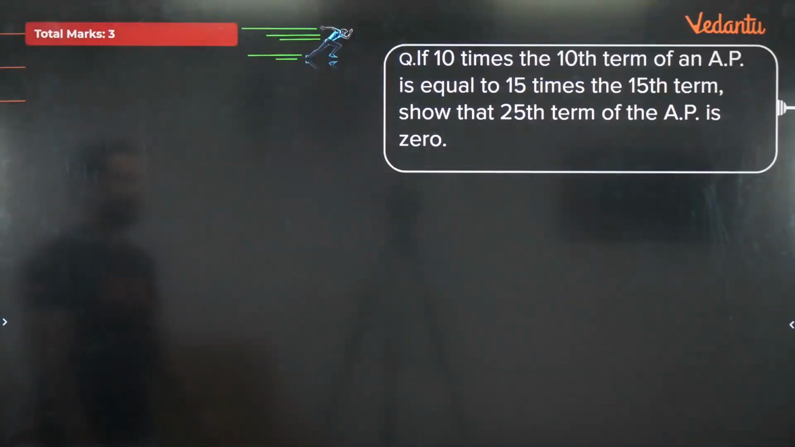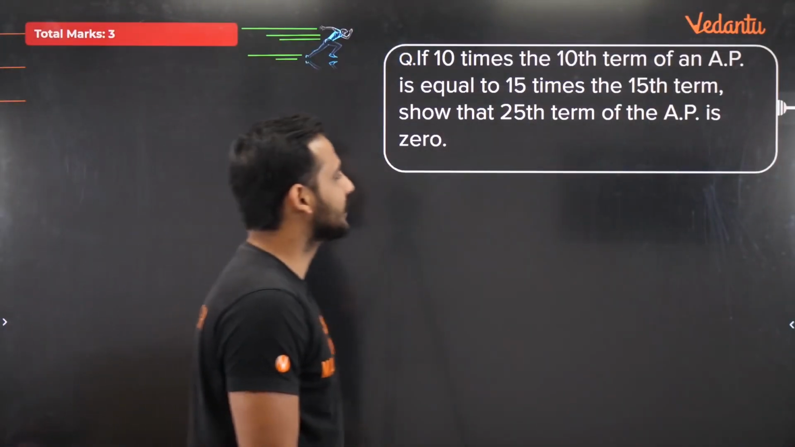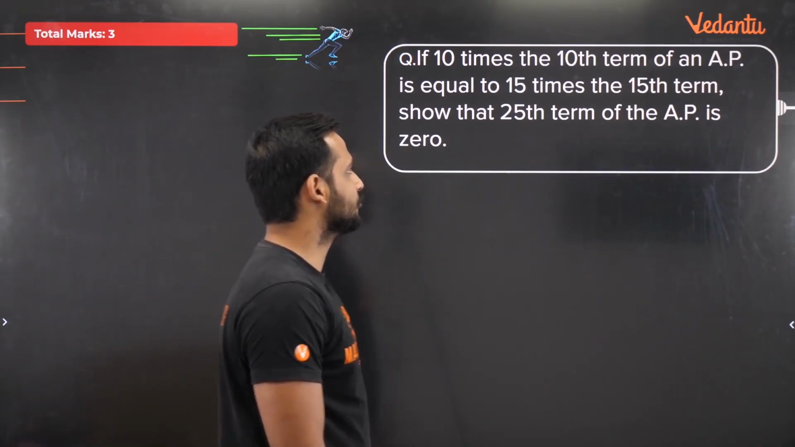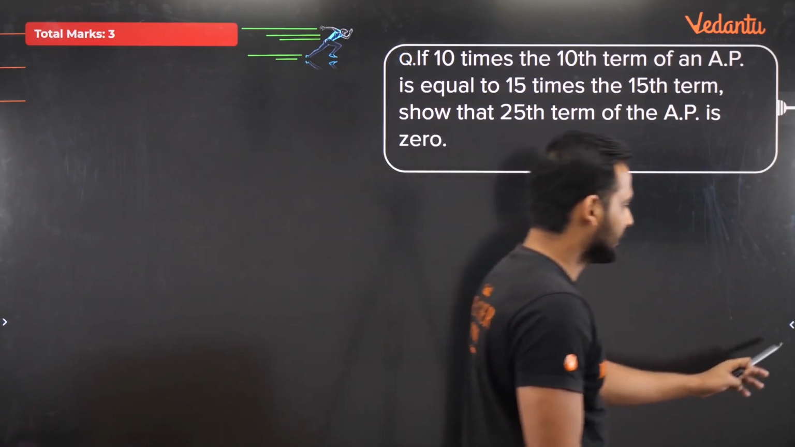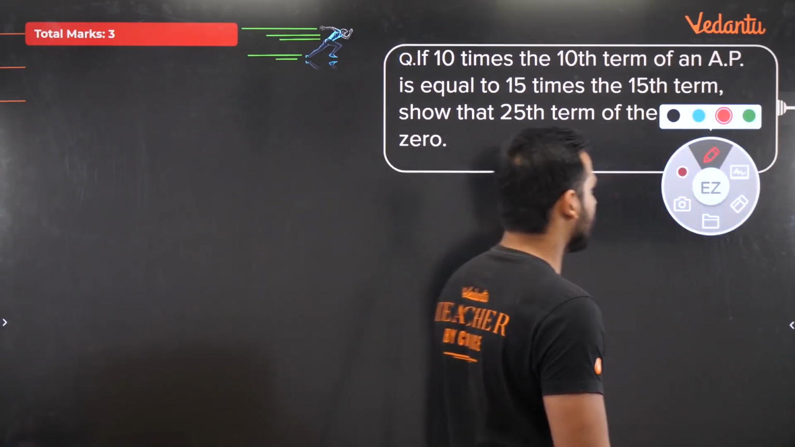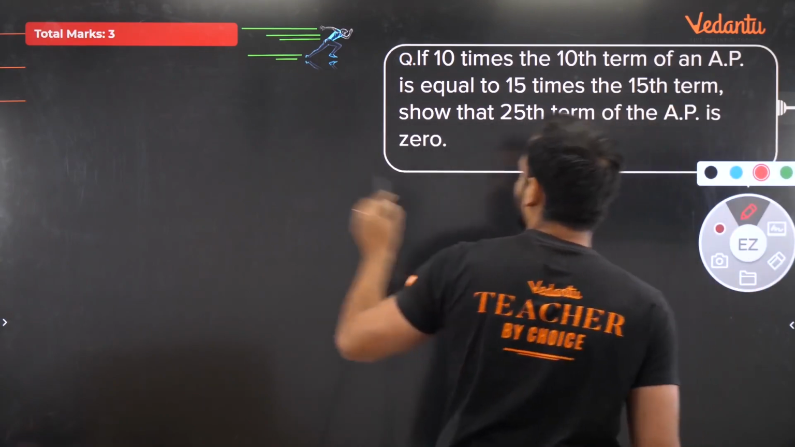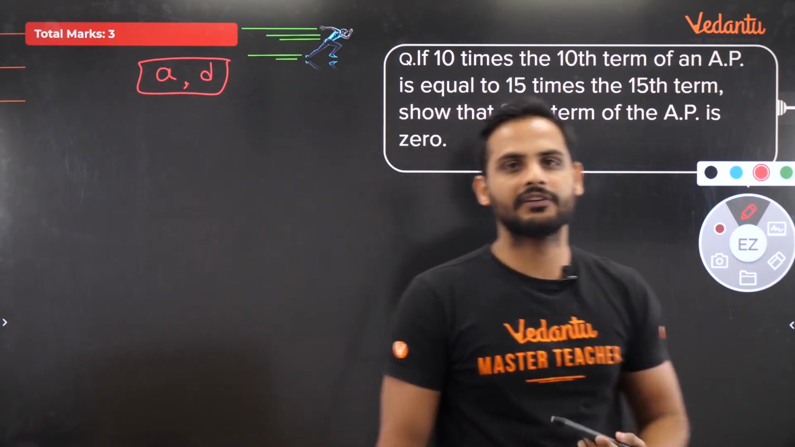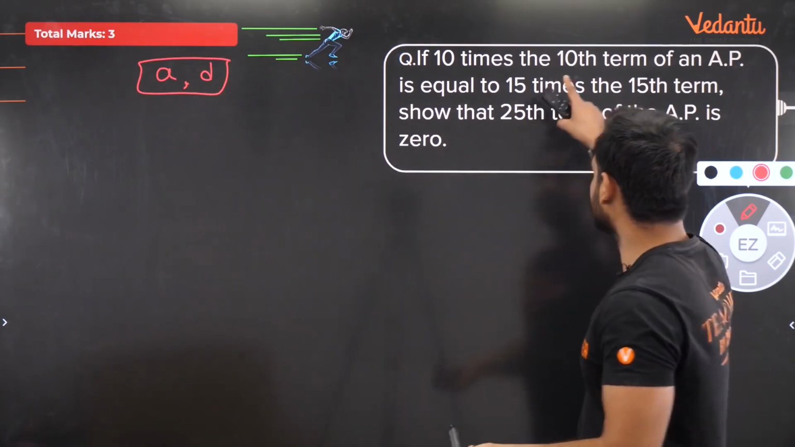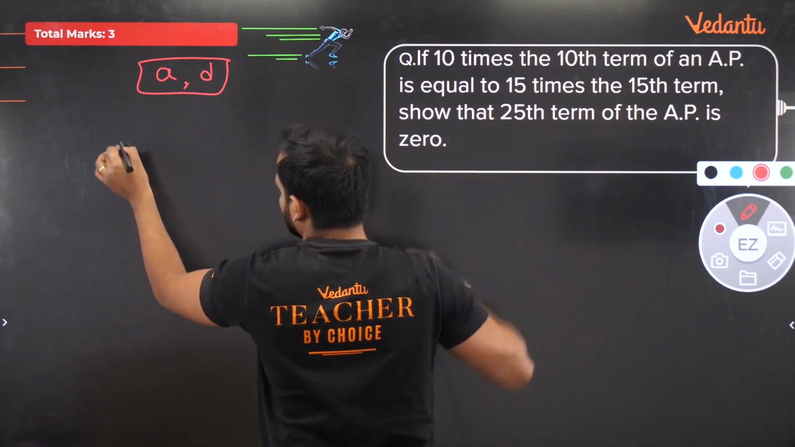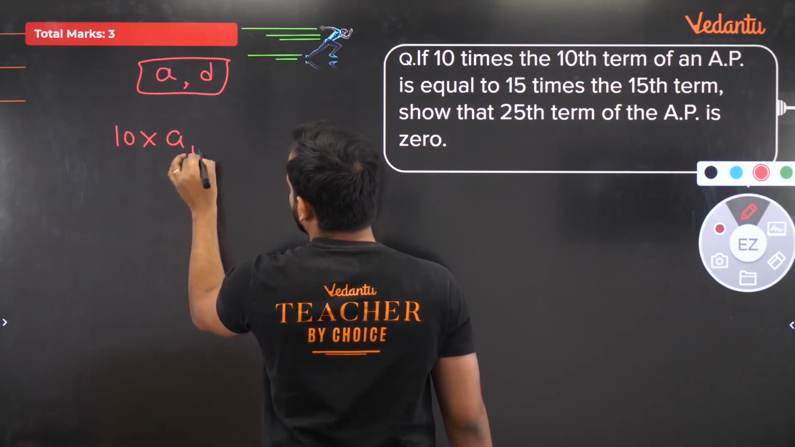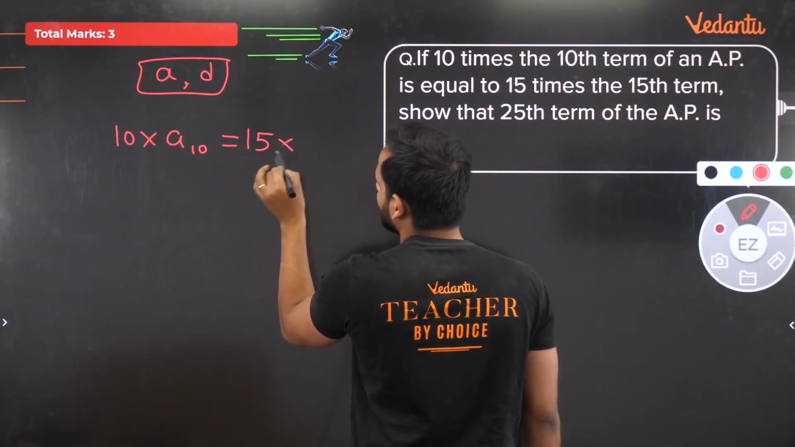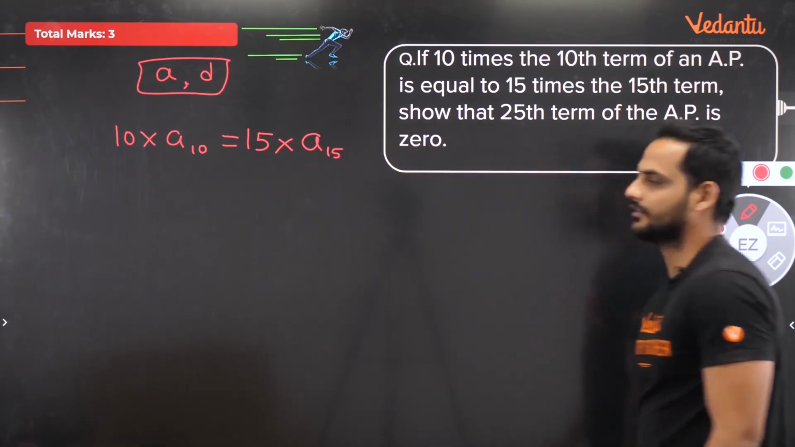Let's move to the next question. The next question is this. If 10 times the 10th term of an AP is equal to 15 times the 15th term, show that the 25th term of this AP will be 0. Now they have not given the first term and the common difference. So we will assume the first term is A and the common difference is D. These are generally the notations for the first term and the common difference. They are saying 10 times the 10th term, that means 10 times A10 is equal to 15 times the 15th term, so 15 times A15. Is it clear? Right?